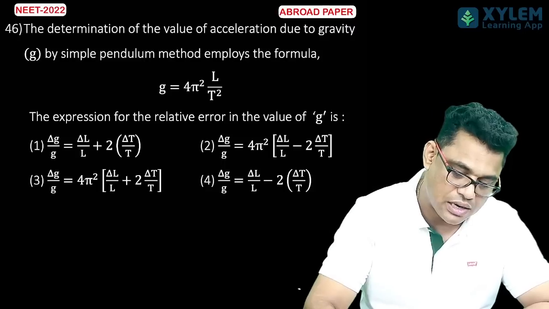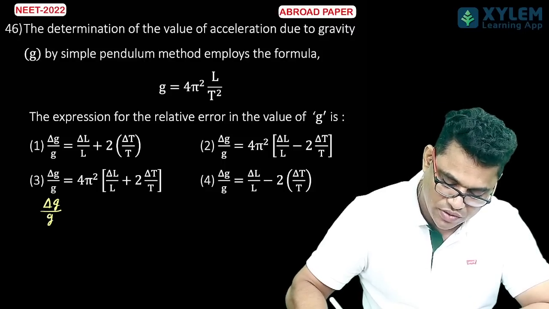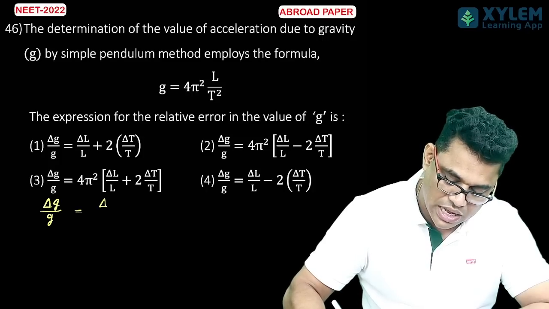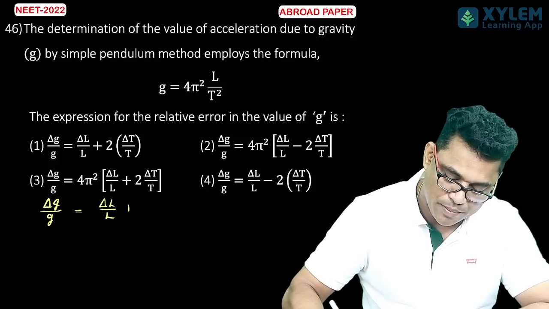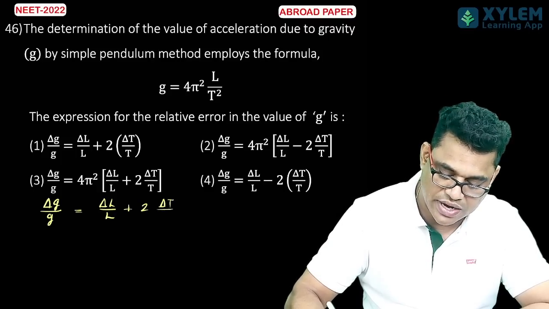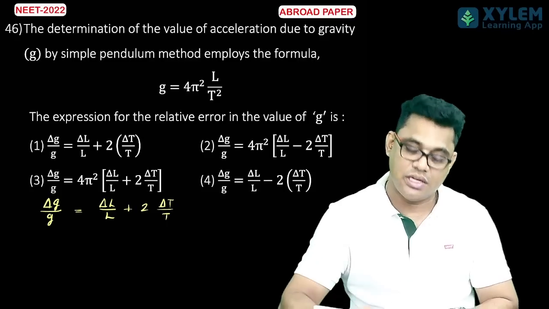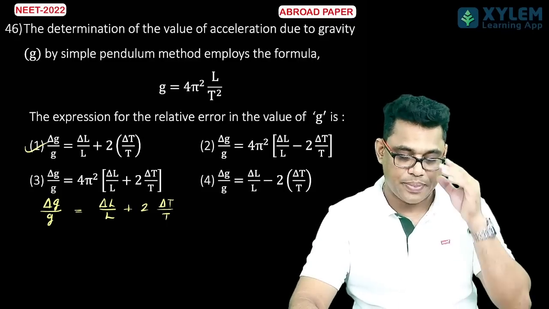Therefore, let us write, delta g divided by g, the fractional error, is equal to delta L divided by L plus 2 times delta t divided by t. Is there such an answer? Delta g by g, oh, here it is. The first one is the right answer.